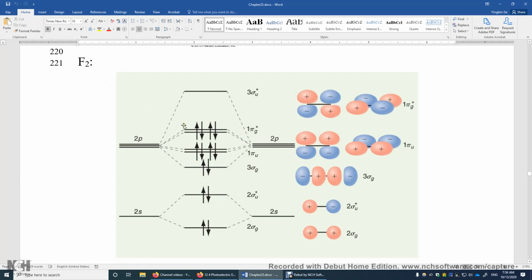What if you have O2? Well, for O2, you just need to remove 2 electrons. I would remove this beta electron and this beta electron. And then based on Hund's rule, you will know these 2 alpha electrons, each of them occupy a separate pi g star orbital. So one electron will occupy this orbital. The other electron will occupy this orbital.